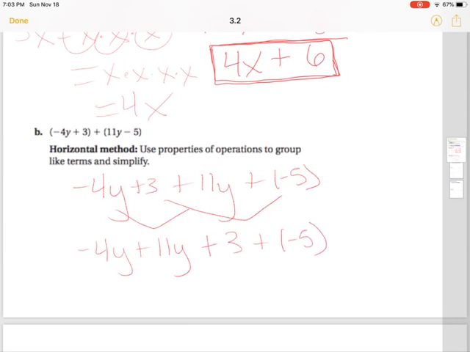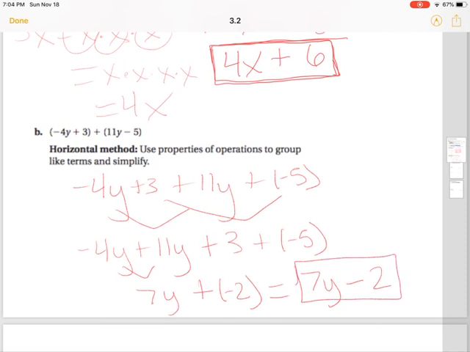Okay, and then I can just continue to simplify. So -4y plus 11y is going to be 7y. And then 3 plus -5 is -2. And you can rewrite that back in subtraction form, which would be 7y minus 2. So that would be our simplest form.